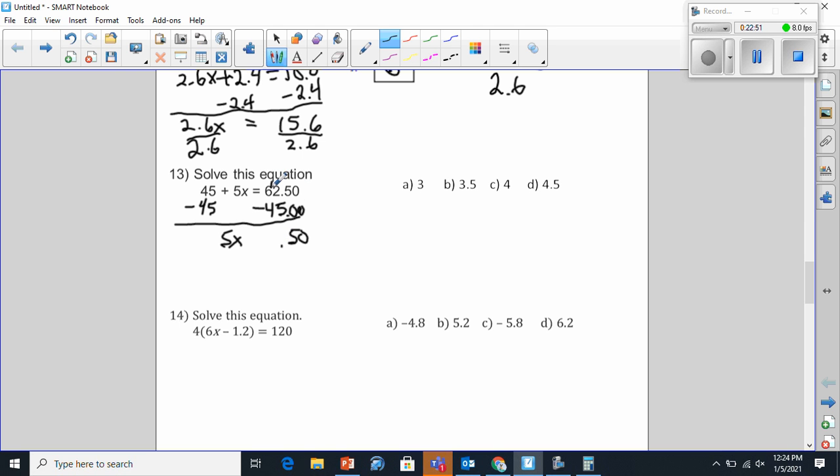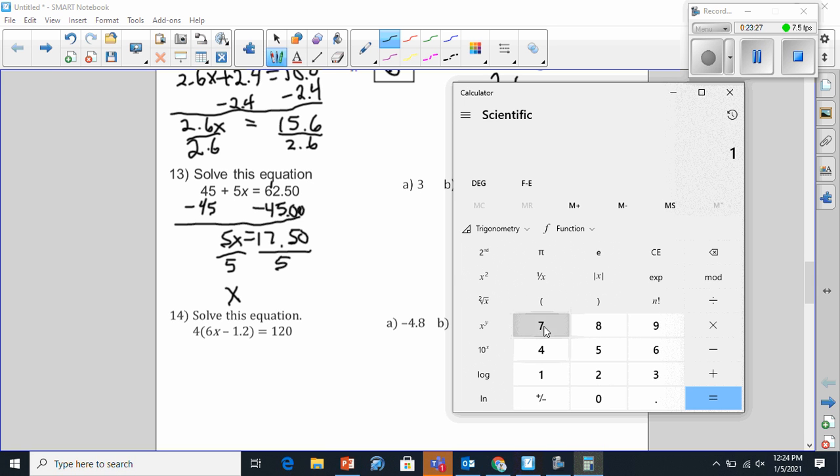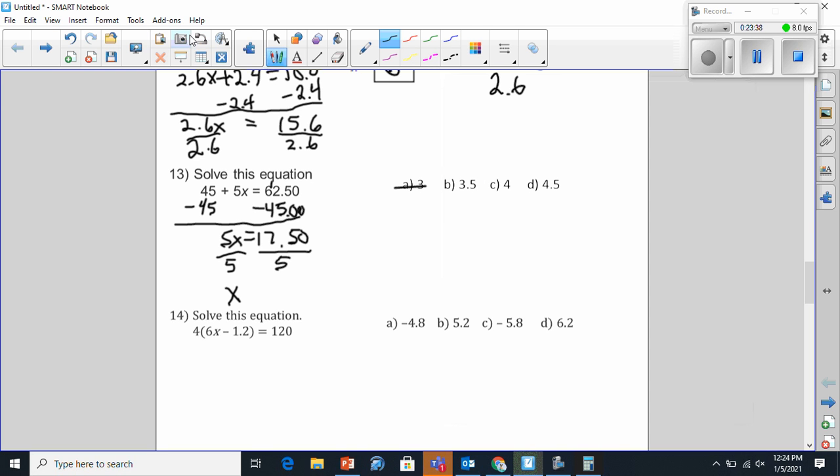I have to borrow one from the 6 to make this a 12. So that's going to be, let's see, 7. And since this was 5, that turns to a 1. And now 5x has to equal 17.50. I remember that I got to divide 5 away from 5x to get x by itself. Whatever I divide from one side, I divide from the other side. And suddenly I have 17.50 divided by 5. 17.50 divided by 5 gives me 3.5. So let's see, B has to be the right answer.